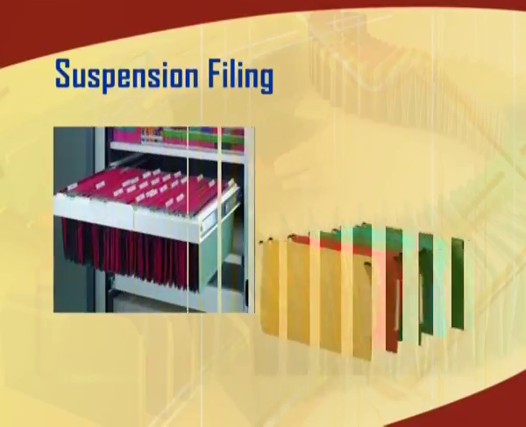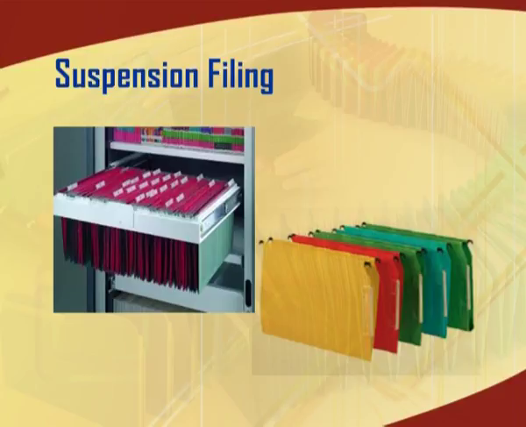Suspension filing. It can be seen from the figure that this is an improvement over vertical filing cabinets. When folders are stored vertically in a drawer, there is a tendency for them to slip or slide down, giving a disorderly appearance to the drawer and making it difficult for a person to locate a file that has slipped to the bottom of the drawer out of sight. To overcome this difficulty, the suspension system of filing was introduced.